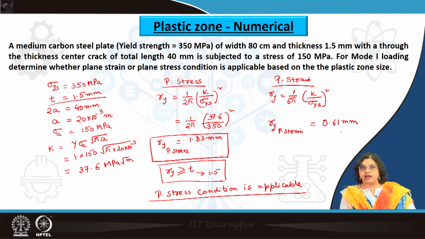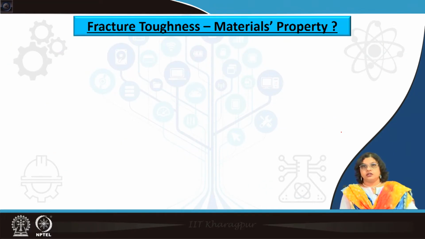Often we need to have the component running under either plane strain or plane stress condition, because we know that the value of the fracture toughness does vary if we are talking about plane strain condition or plane stress condition. So, to keep that into account, we need to understand this and to appreciate this beforehand. Okay. So, then comes the most important question: is fracture toughness certainly a materials property?